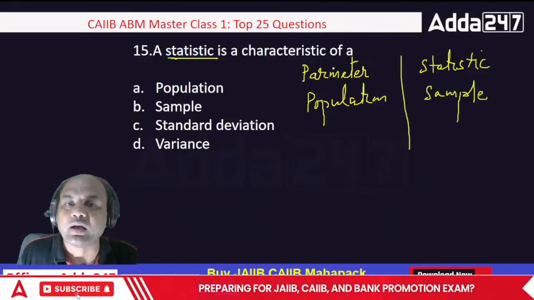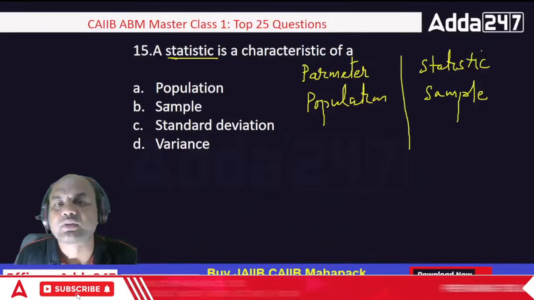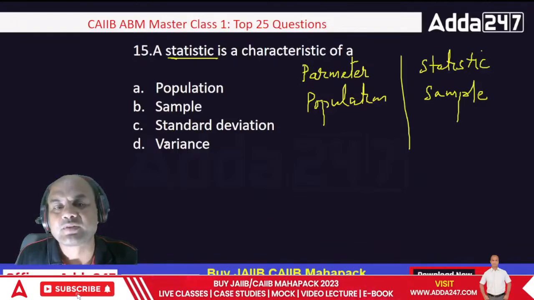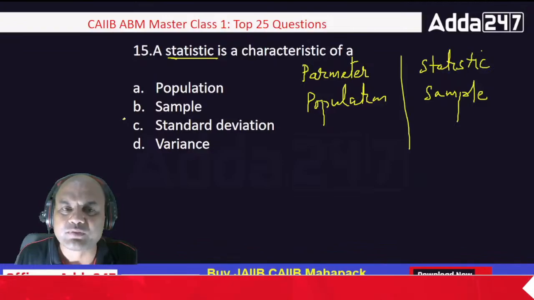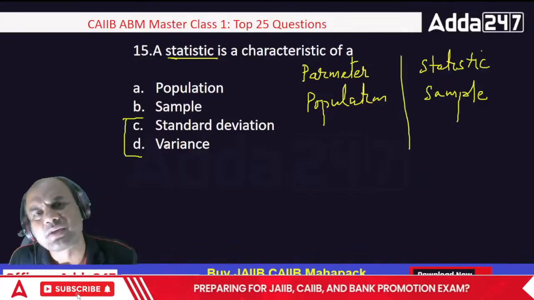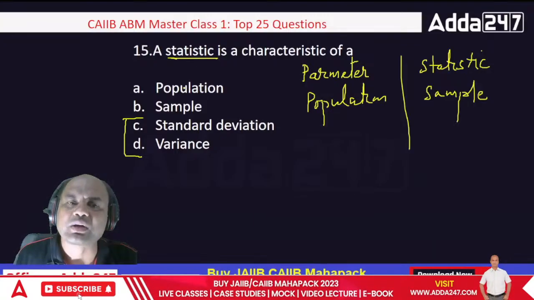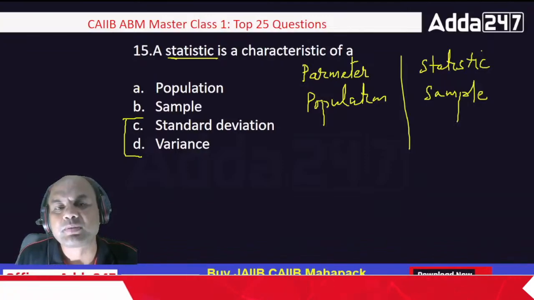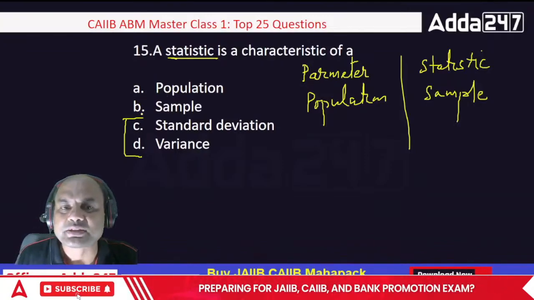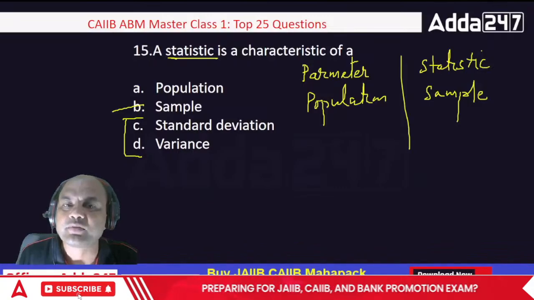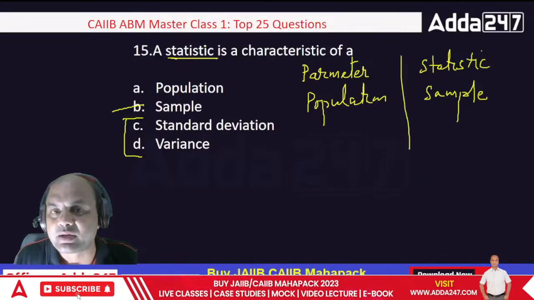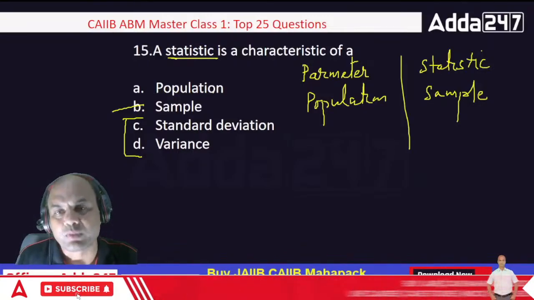Okay, so now statistic is a characteristic of what? Population, sample, standard deviation, variance. See, these two have no meaning as such. In the exam you will be given two options which can be totally different, not at all related to each other. So these two can be removed immediately. Only the problem will be between A and B. So population or sample? The answer is sample. If the question had come for parameter, then the answer would have been population.